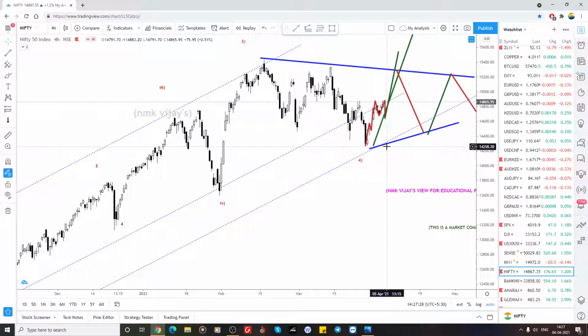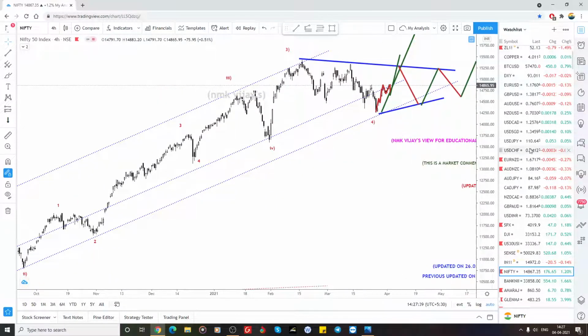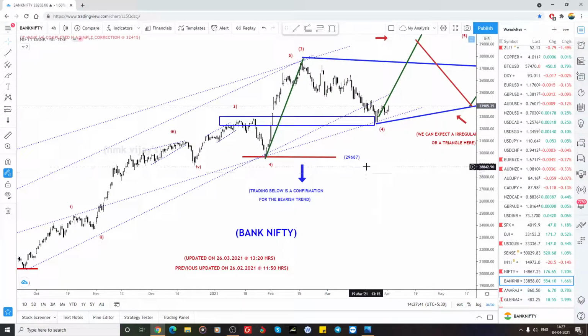Now the positional stop loss for this is 14,250, and we will play for this as a triangle, or from here it can make a 5-wave structure in the fifth wave, or it could be an irregular flat or expanded flat. So let's move on to Bank Nifty.